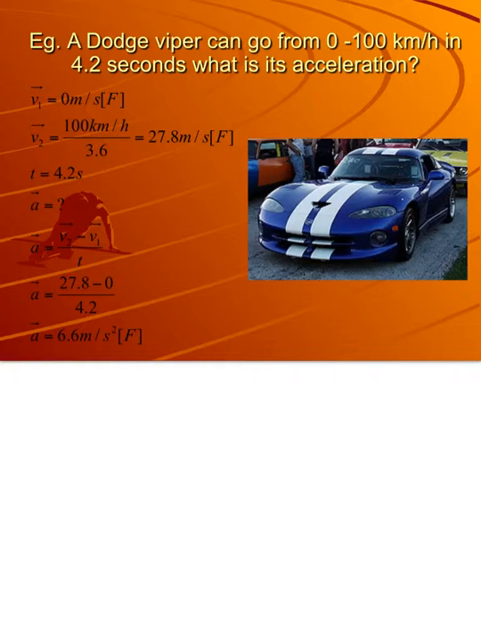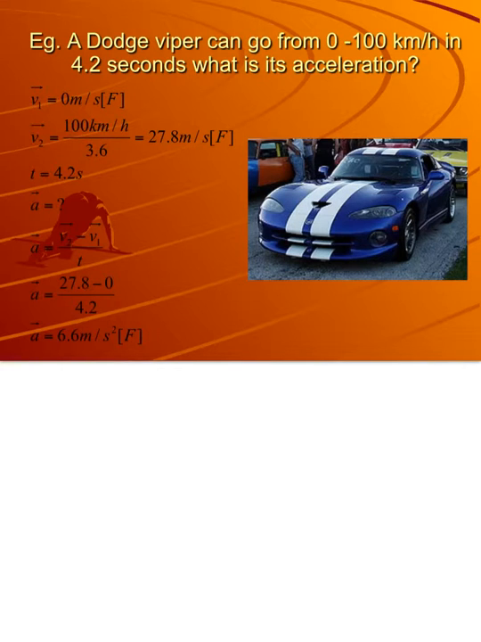So here's a good example. Note it's the exact same format that I said for problem solving. Write what you know, write what I'm asking you to find, write out the equation, plug in the numbers, get an answer, give me a statement. So if a Viper can go from 0 to 100 kilometers an hour in 4.2 seconds, what's its acceleration? v1 is 0 because that's where we're starting. v2 is 100 kilometers an hour. Now, to actually solve that, we need that in meters per second, just like the time. To go from kilometers an hour to meters per second, we divide by 3.6. So it's 27.8 meters per second.